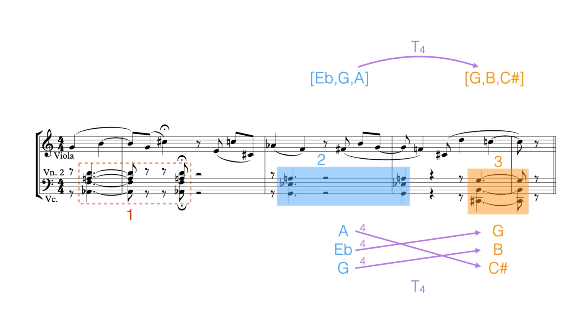That harmonic gesture, T4, transposition up 4 semitones, replicates the T4 relationship between the first 2 notes of the melody, G and B. That particular pair of T4-related notes, G B, is also found in the bass register of the harmonic progression.